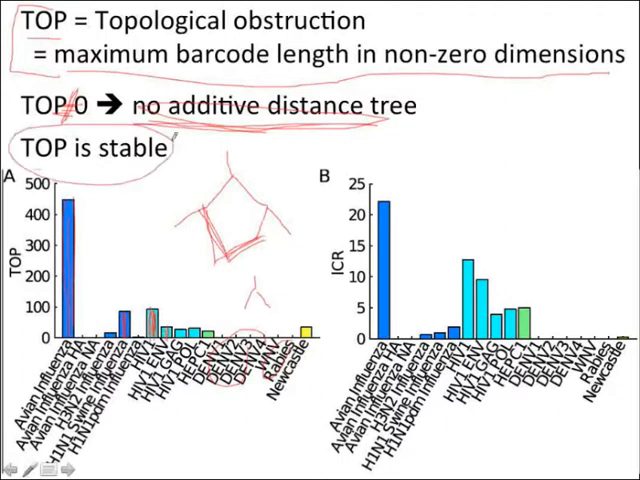This TOP measurement is stable. That means if I add a bit of noise to the data, then the length of the maximum barcode will not change. So if we had a very long barcode, we'll still have a very long barcode. If we had a shorter barcode, it'll still be short, but it still might have some persistence. If it looks basically like noise or 0, then, so this thing is quite stable, and so it is a good invariant to determine whether or not we've got a reticulation event.